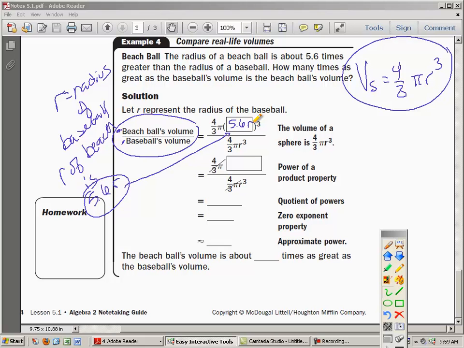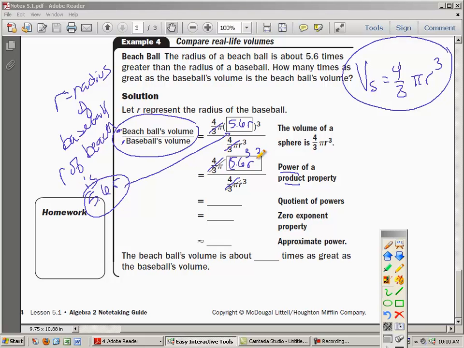Now look at 4/3 pi over 4/3 pi is going to cancel out. So basically these two quantities cancel, and I end up with 5.6 r to the third over r to the third. All right, so this is still 5.6 r, all being raised to the third power. Now the power of a product property tells me that both of these get a third power. So this becomes 5.6 to the third and r to the third.